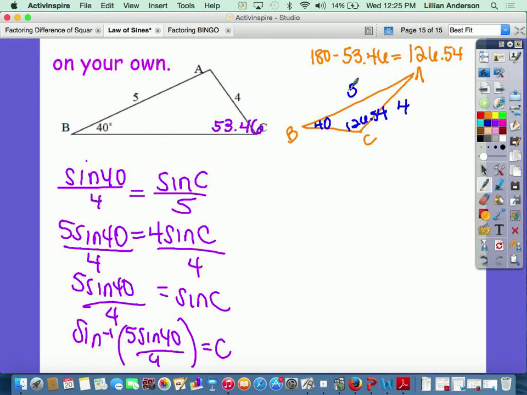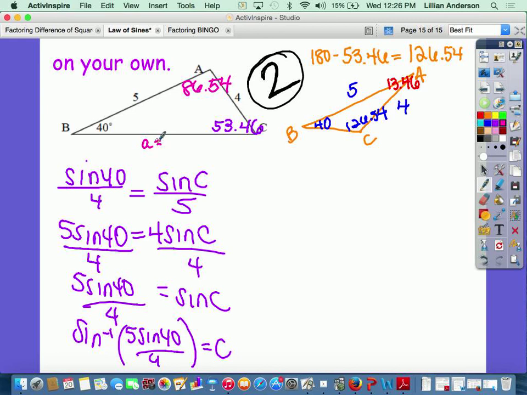Did you find angle A? Yes. Did it exist? Yes, it did. What was its value? 13.46. Because you added up 40 and 126.54 and subtracted from 180. So you have 2 triangles here. So I'm going to have 2 different pieces of information. What's angle A in my first triangle? 86.54. Awesome.